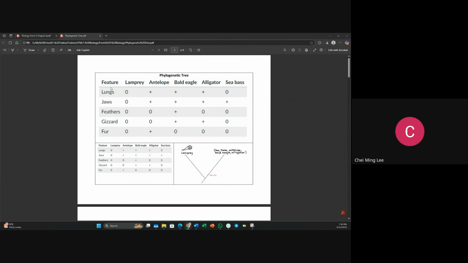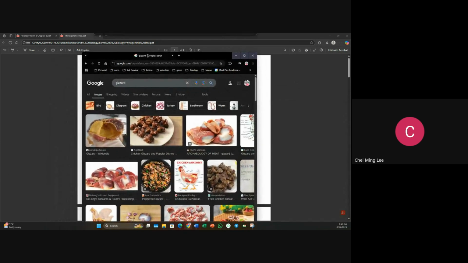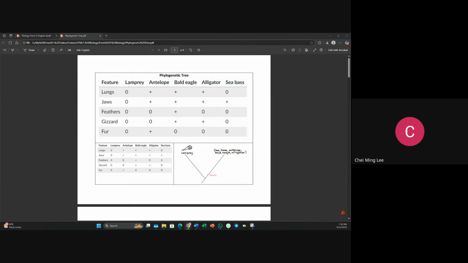Okay, so now we can have features: lung, jaws, feather, gizzard, fur. Do you know what a gizzard is or not? Gizzard is actually the interior organ, the interior stomach. Sometimes with chicken, when you have chicken rice, they have this kind of thing. Fish have it as well. So you see, these are the features which they commonly share.